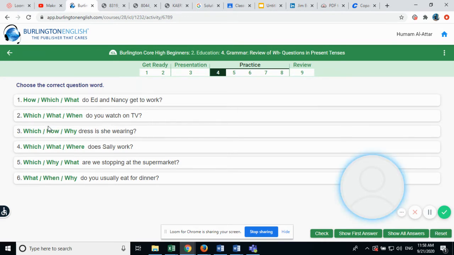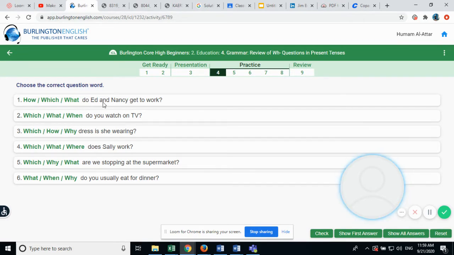In this exercise, we need to choose the correct word, the correct question word. Okay, so we have three question words: which, how, what.